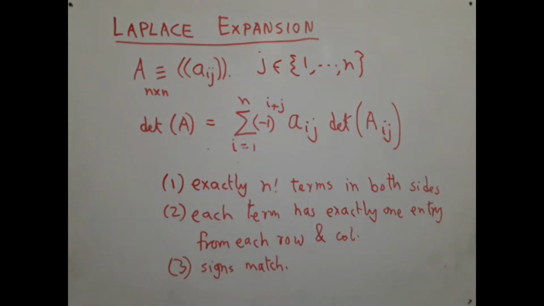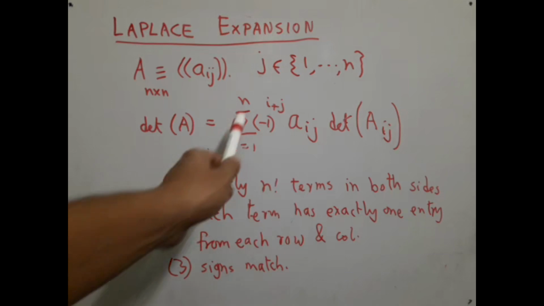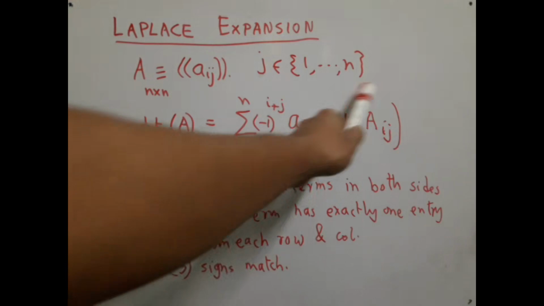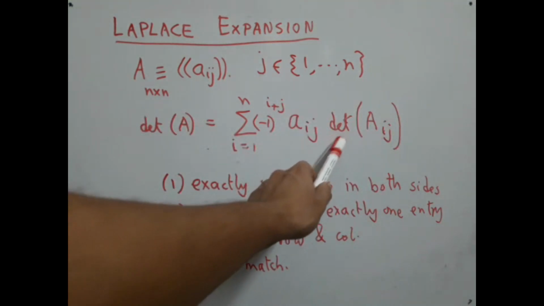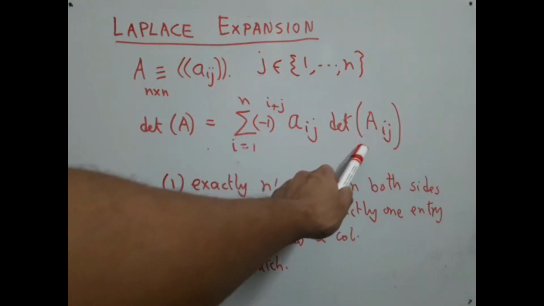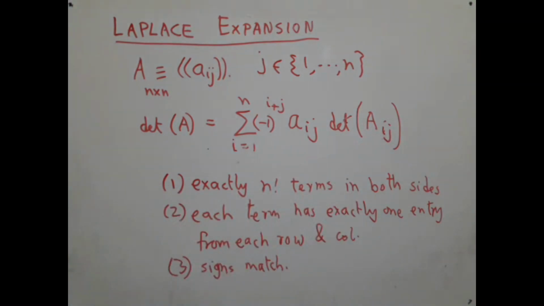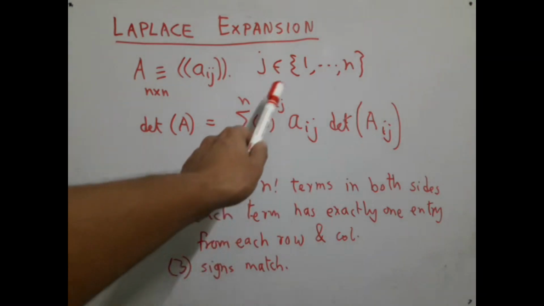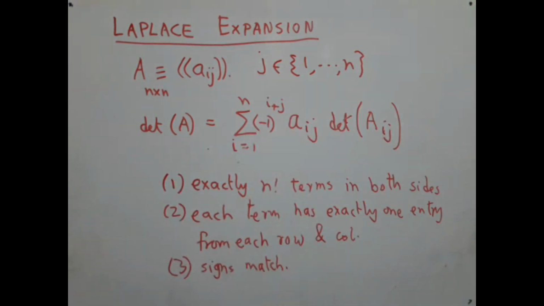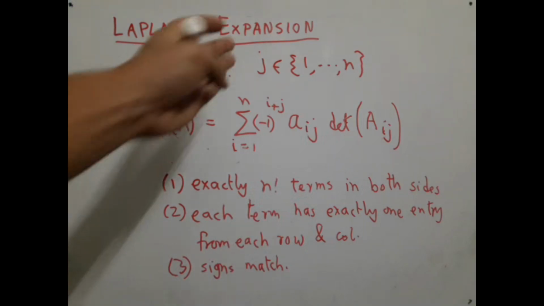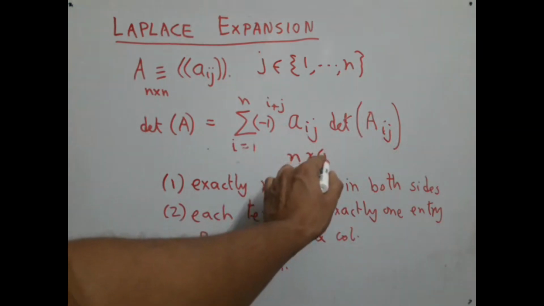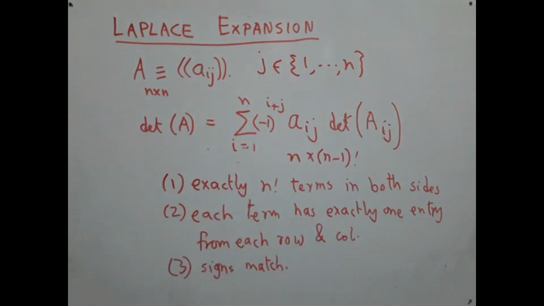Now, one is pretty obvious, because we already know that there are exactly n factorial terms here. Once I expand this, how many terms will be there? There will be exactly n minus 1 factorial terms. So inside the ith term here, there will be n minus 1 factorial terms, and there are n such terms here. So the total number of terms on this side will be n times n minus 1 factorial, and as a result, there are exactly n factorial terms.